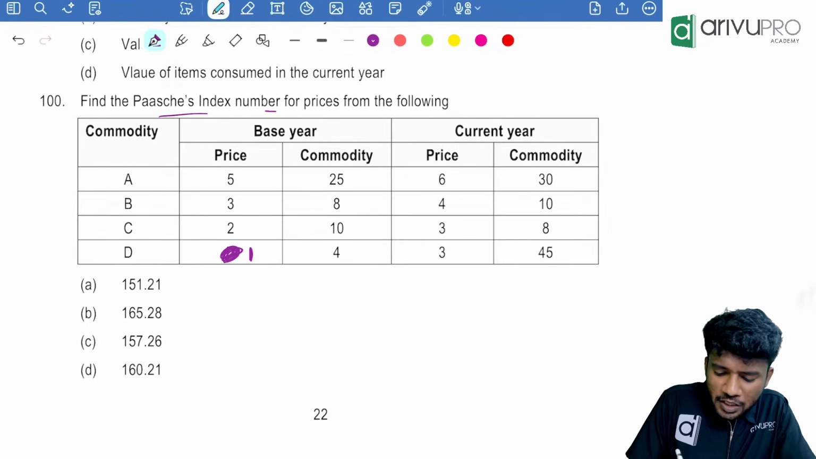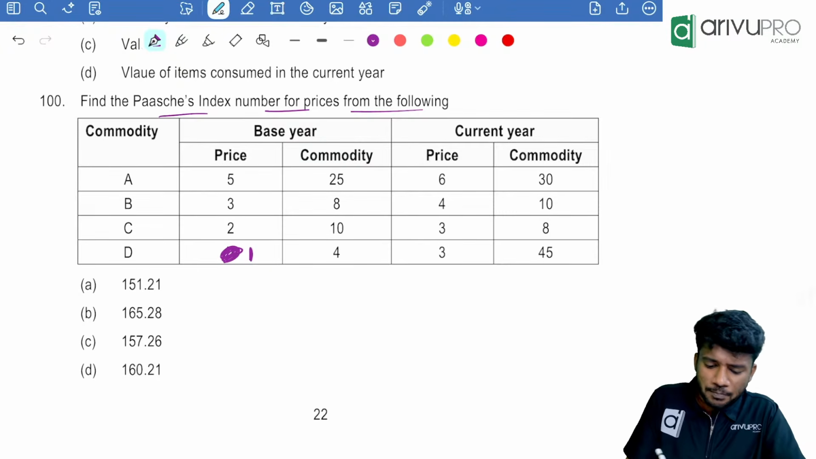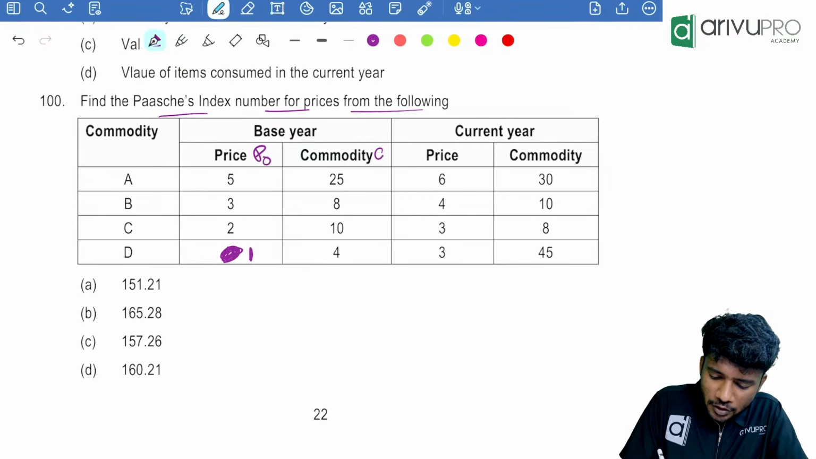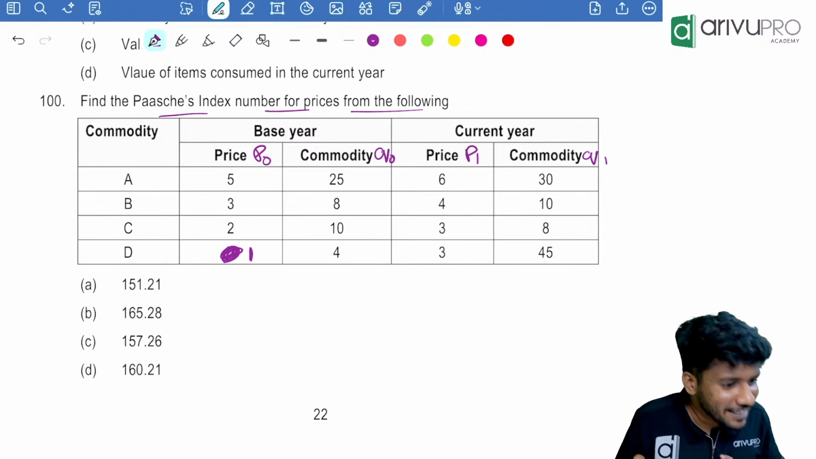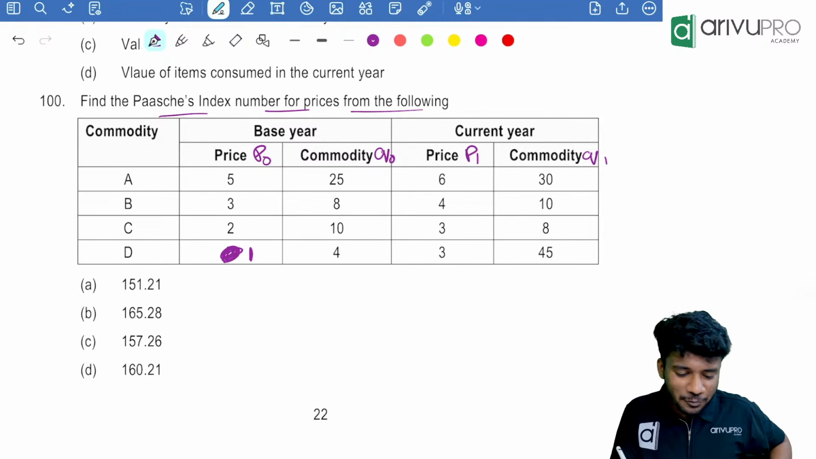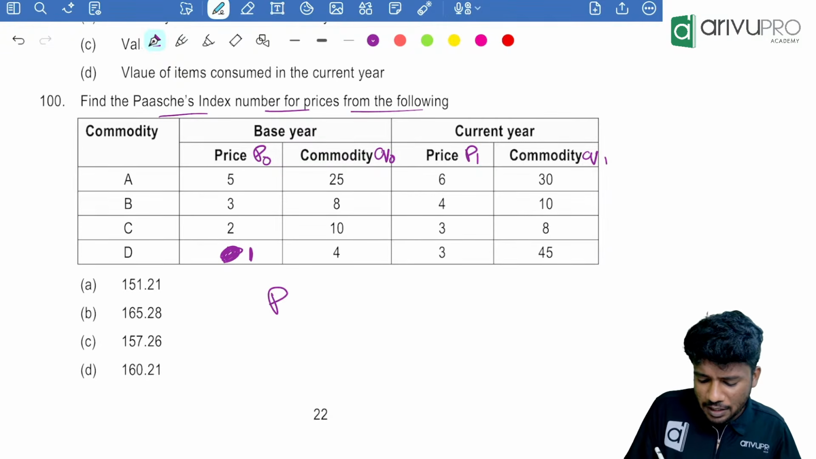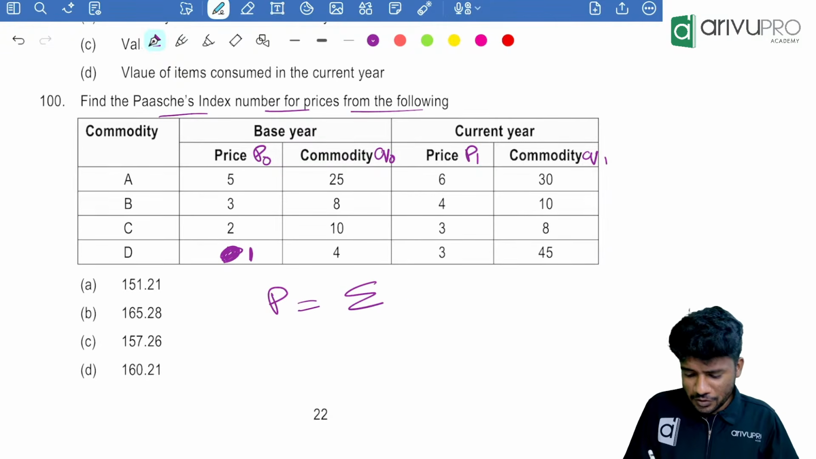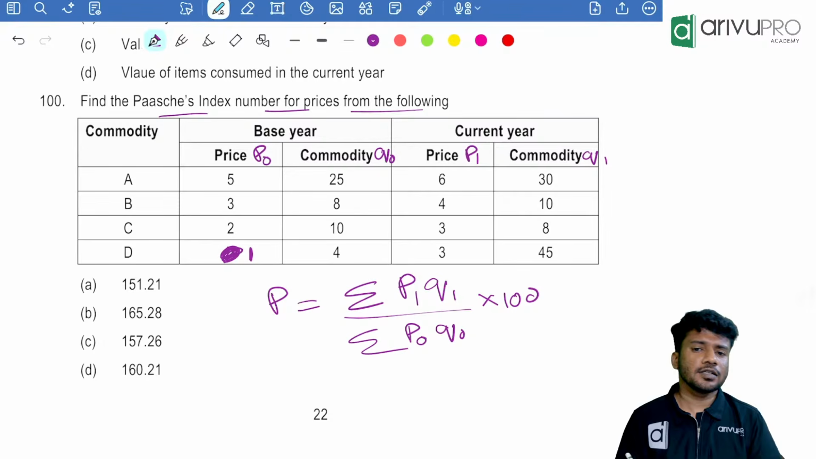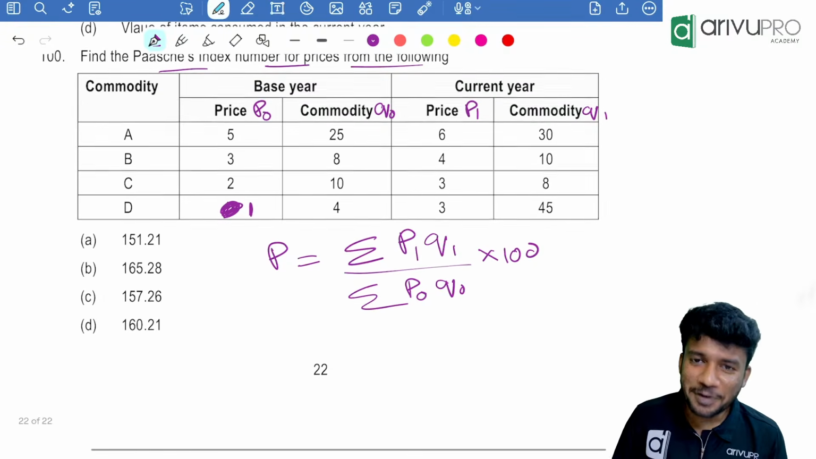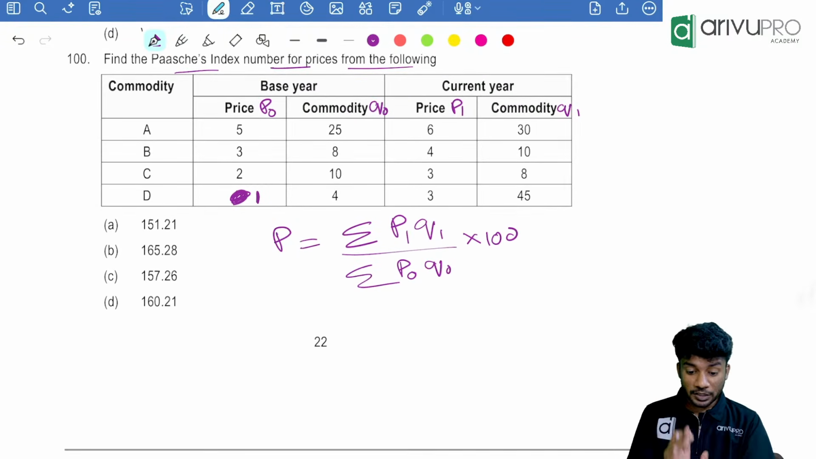So find the Paasche index number from the prices given below. Base year is given. So P0, Q0 is there. P1, Q1 is there. Everything is there right in front of you. Now we need to find what, people? Paasche. What is Paasche? The Paasche index number formula is what? Sigma P1 Q1 divided by sigma P0 Q0 into what? Into 100. You will get your answer. Everyone, please get it for me after doing the correction.